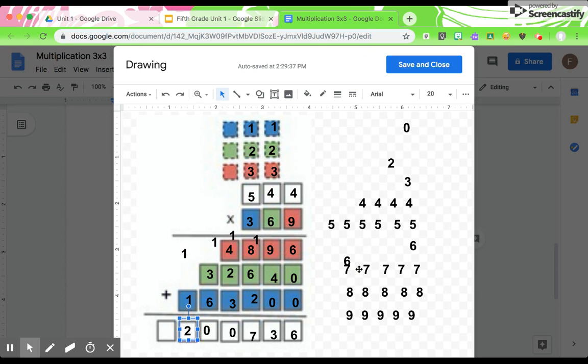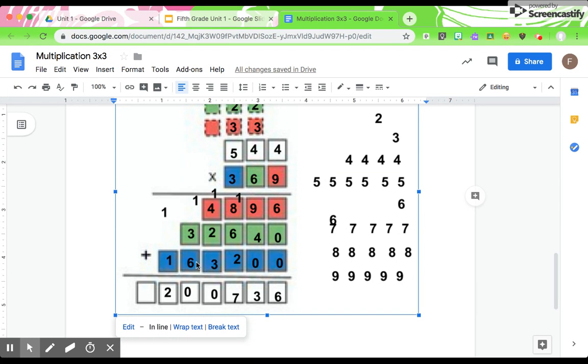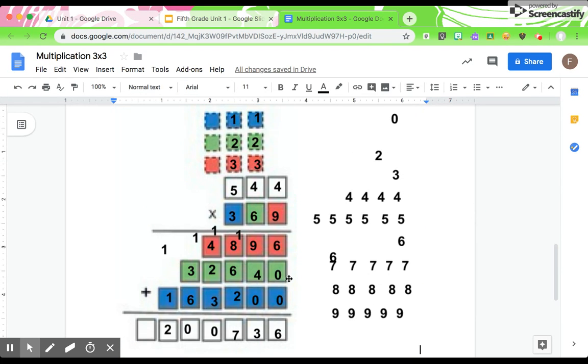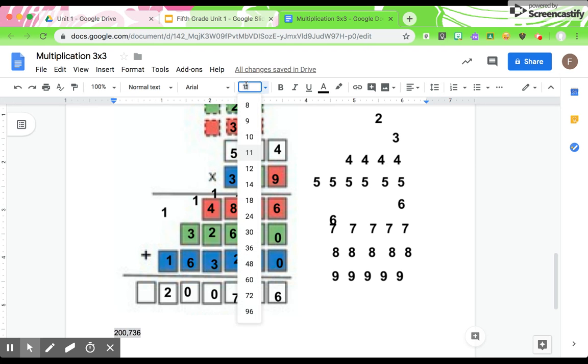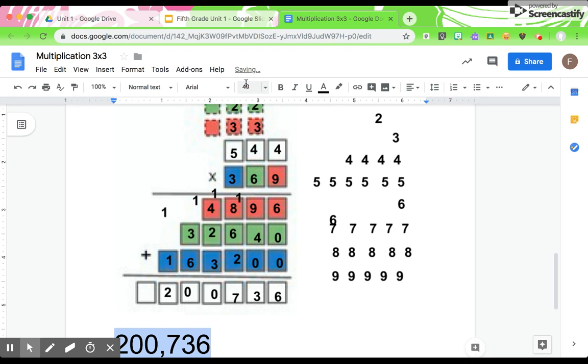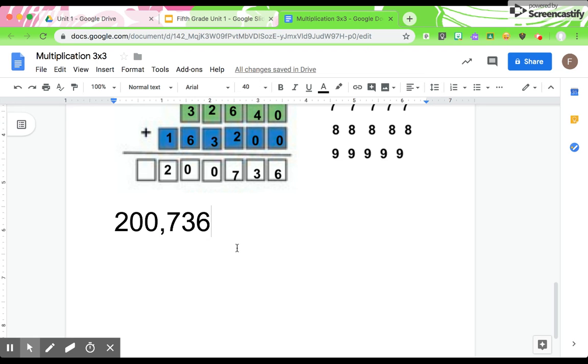So now we have our final answer. So I'm going to save and close this. And here's what our work looks like, which is pretty awesome. So we have Miss Muley here, who's actually going to read our final answer for us. And I'm going to even add in my commas here as well. So Miss Muley, what is our final answer? Our final answer is 200,736. Awesome.